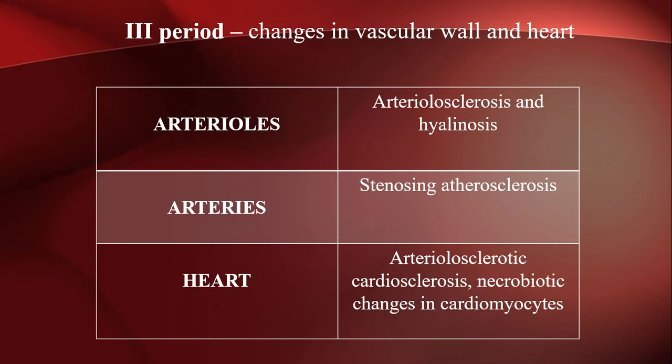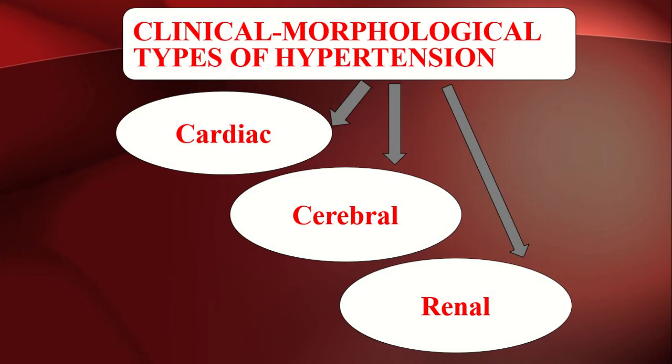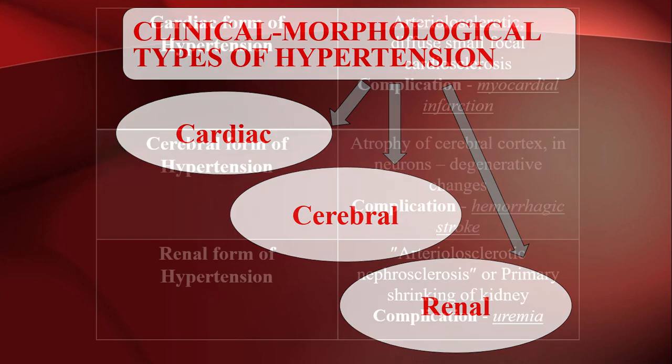And third period, change in the vascular wall and the heart. The arterioles also show arteriosclerosis and hyalinosis. In the arteries, stenosing arteriosclerosis; in the heart, arteriolosclerotic cardiosclerosis and necrobiotic change in cardiac muscle cells. There are three clinical morphological types of chronic hypertension: cardiac type, cerebral type, and renal type.